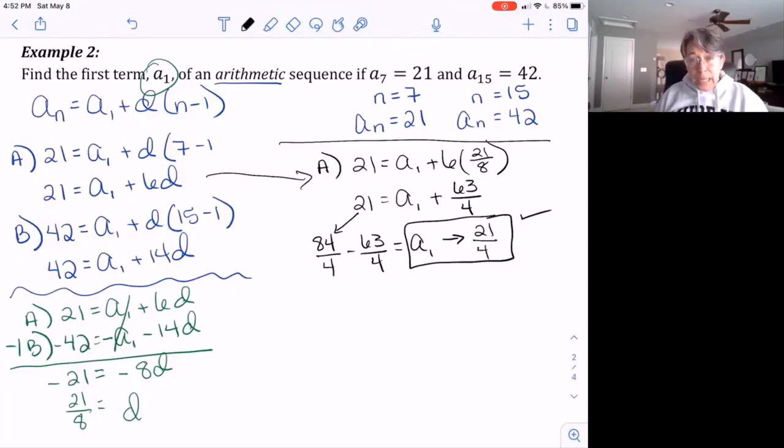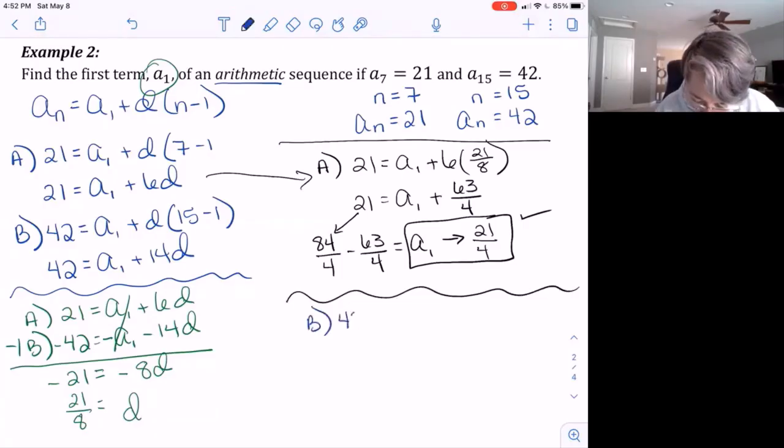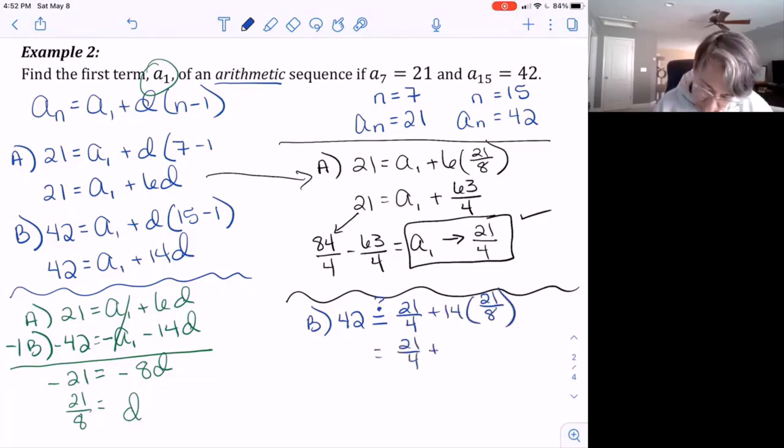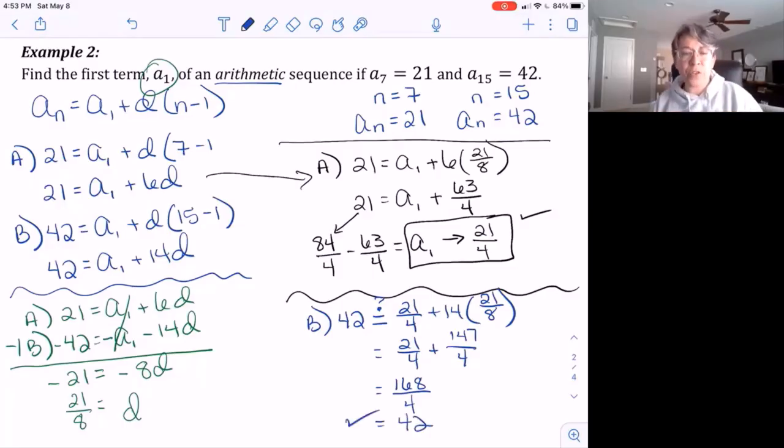We can always check it by putting it into equation B just to make sure that it works. Equation B, we want to see if it does in fact equal 42. So we had 21/4 as our a sub 1 plus 14 times 21/8, which is our d. So we get 21/4 plus 14 times 21/8 reduces to 147/4, which is 168/4, which does in fact reduce to 42. So we found our first term.